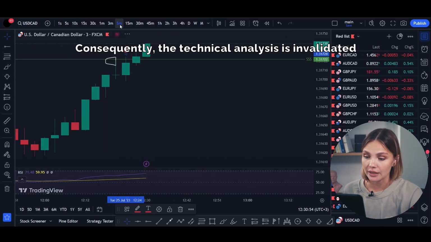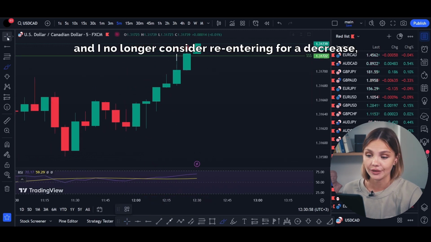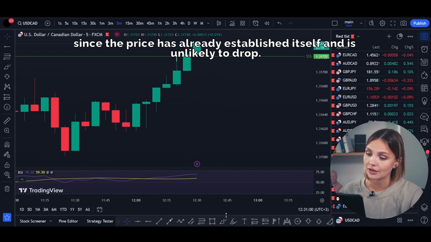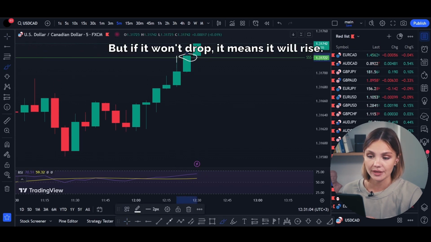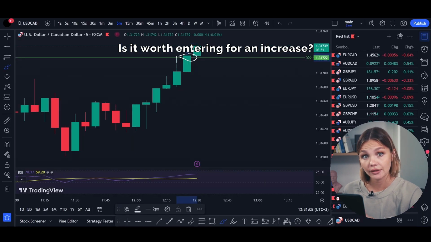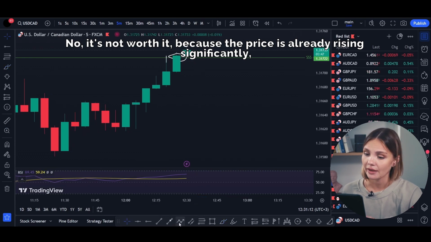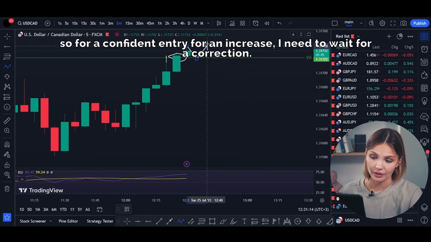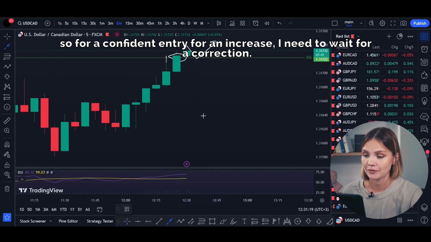Consequently, the technical analysis is invalidated, and I no longer consider re-entering for a decrease, since the price has already established itself and is unlikely to drop. But if it won't drop, it means it will rise. Is it worth entering for an increase? No, it's not worth it, because the price has already risen significantly, so for a confident entry for an increase, I need to wait for a correction.